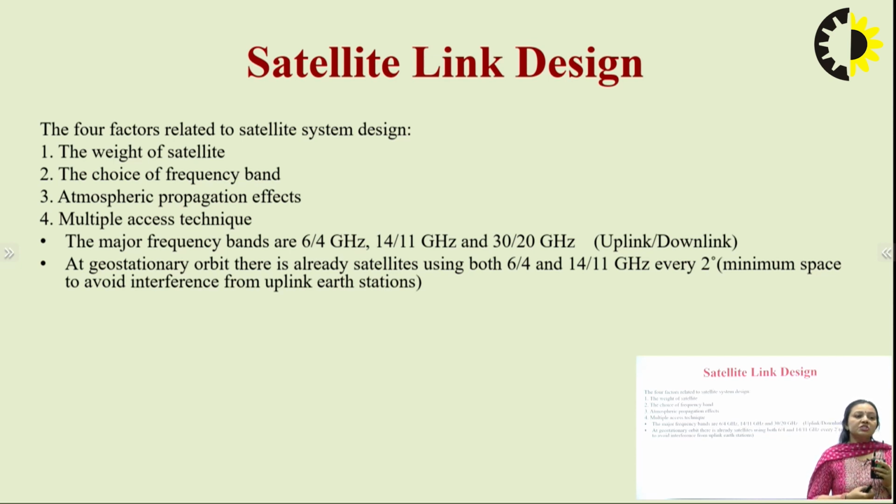Then at the geostationary orbit, there are already satellites using both 6/4 and 14/11 gigahertz. So every 2 degrees, that is the minimum separation. To avoid any kind of interference from the uplink Earth station, you should have a minimum of 2 degrees of space between them.